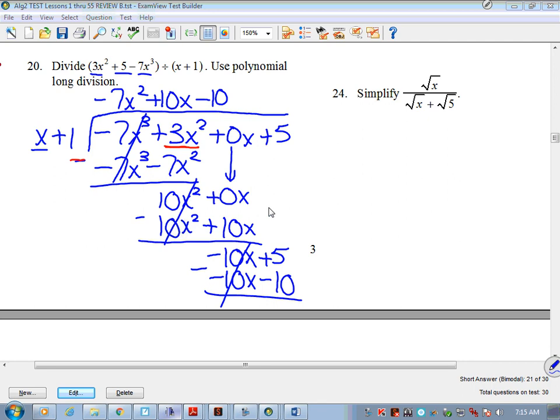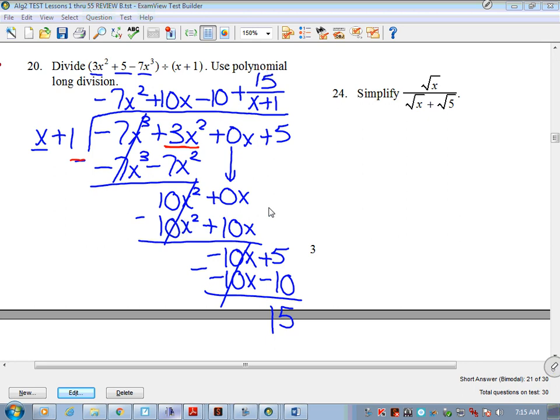5 minus negative 10 is going to be the same as 5 plus 10. So I should get a remainder of 15. So we're going to put that positive 15 over our divisor, which is x plus 1. We're going to check our answer. Negative 7x squared plus 10x minus 10 plus 15 over x plus 1.